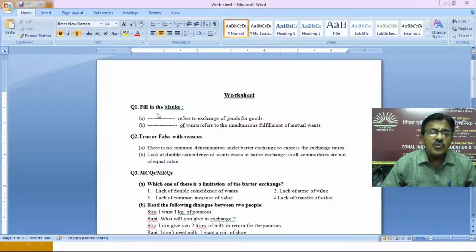This refers to exchange of goods for goods. Double coincidence of wants refers to the simultaneous fulfillment of mutual wants. That is the fill in the blanks. There are two fill in the blanks here.